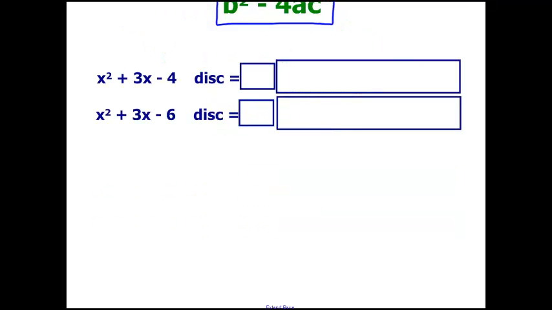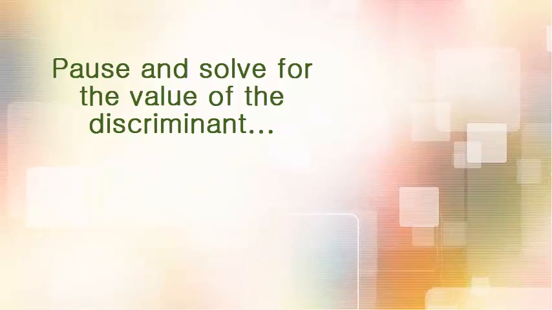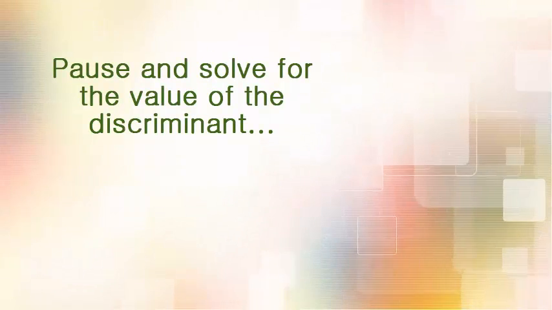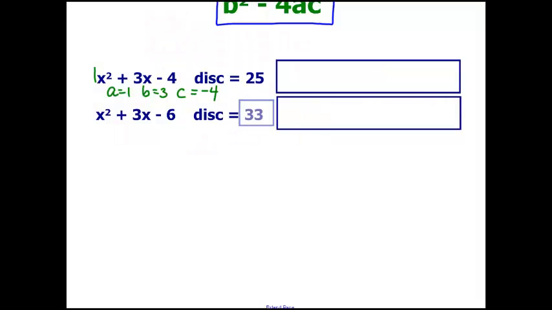In the first case, we're going to work out what b squared minus 4ac is. Now keep in mind, what is a here? A is going to be 1. B is going to be 3, and C is going to be negative 4. So you have to plug that in your formula, b squared minus 4ac. You should do that on your own for both trinomials and come back and check the answer. So the discriminant in the first case is 25, and in the second case is 33.